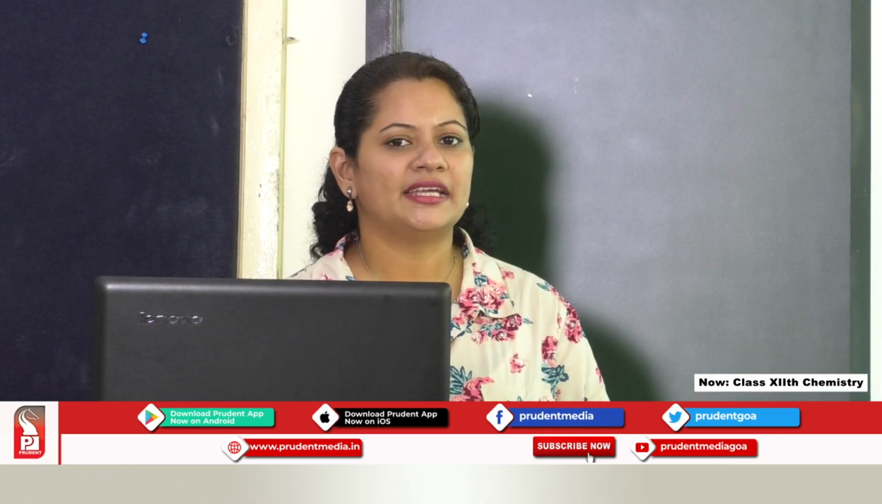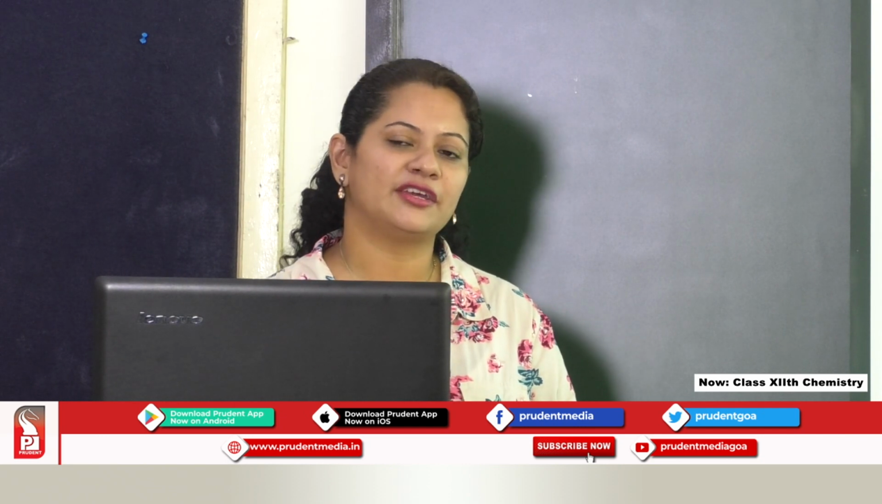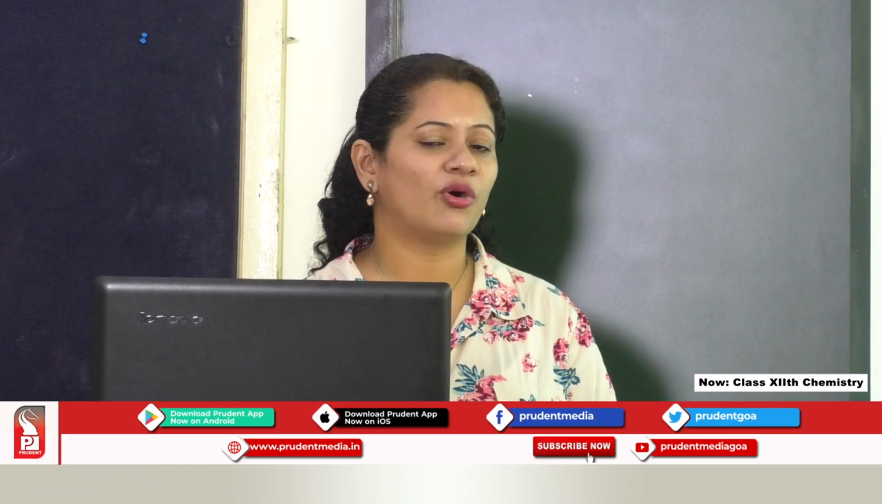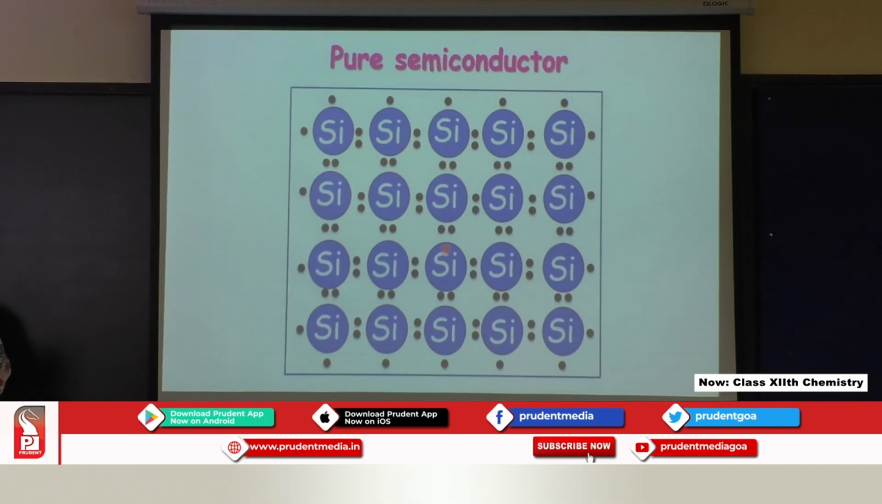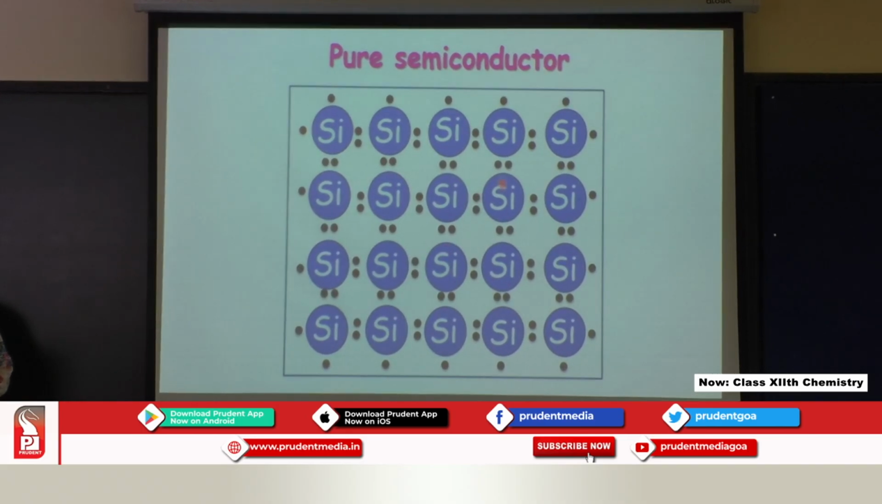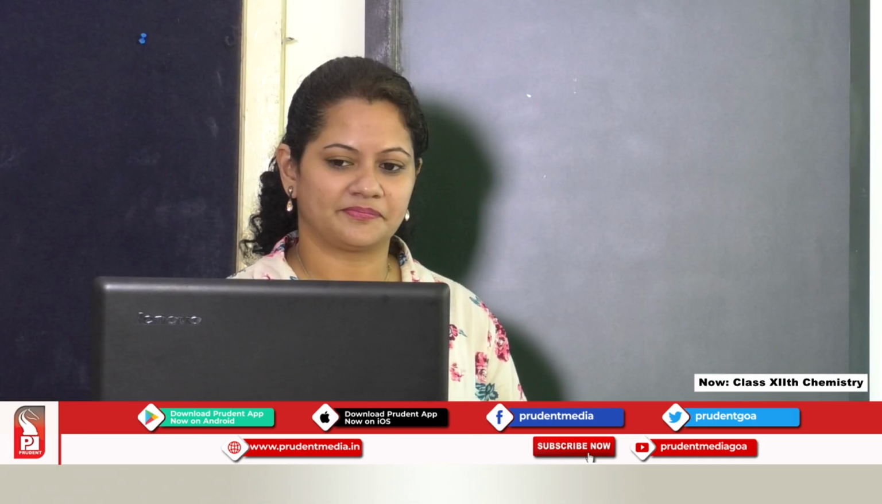Doping can be done by adding an electron rich or an electron deficient impurity to a silicon or germanium crystal. Shown here in this figure, you can see silicon atoms. Now, each silicon atom has 4 valence electrons around it. These electrons are shared with the electrons of neighboring silicon atoms, and accordingly this sharing of electrons results in the formation of a covalent bond. This is a pure semiconductor. The electrons of each silicon atom are highlighted in red.